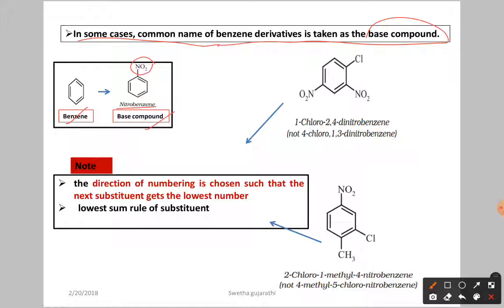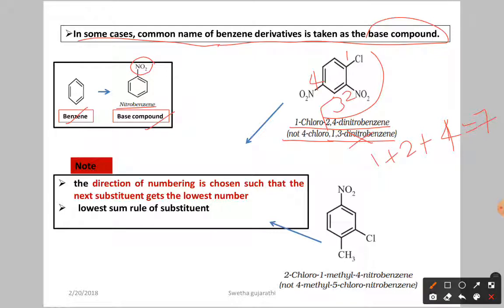So here we have the nomenclature 1-chloro-2,4-dinitrobenzene, meaning we start the numbering here and move like this: 1, 2, this is 3, 4. If you go this way, 1 plus 2 plus 4, how much do you get? That is 7. So why not go for 4-chloro-1,3-dinitrobenzene?